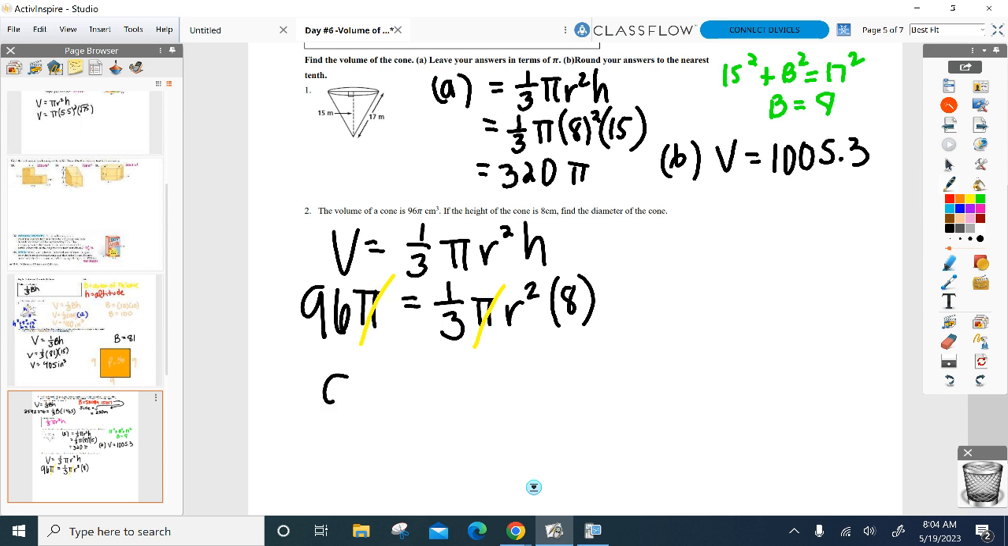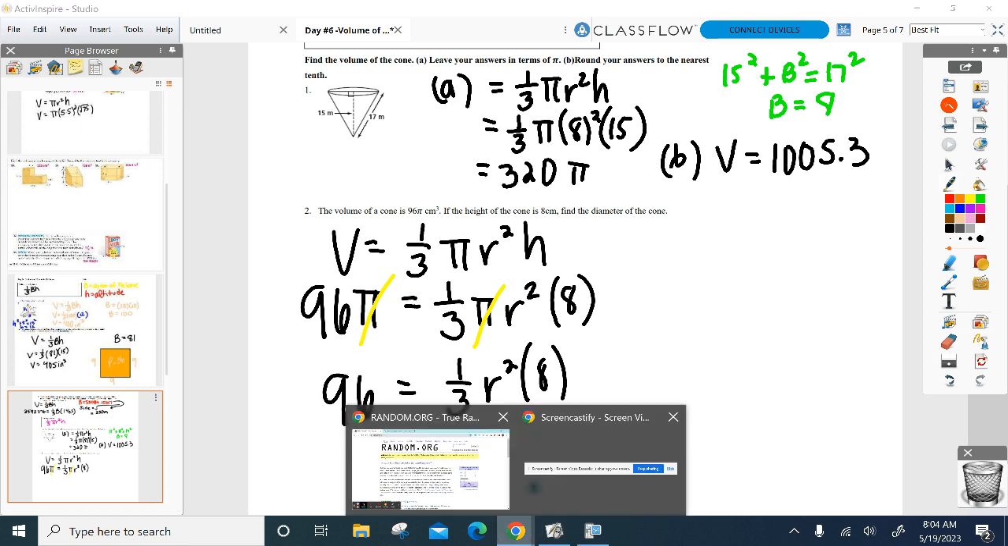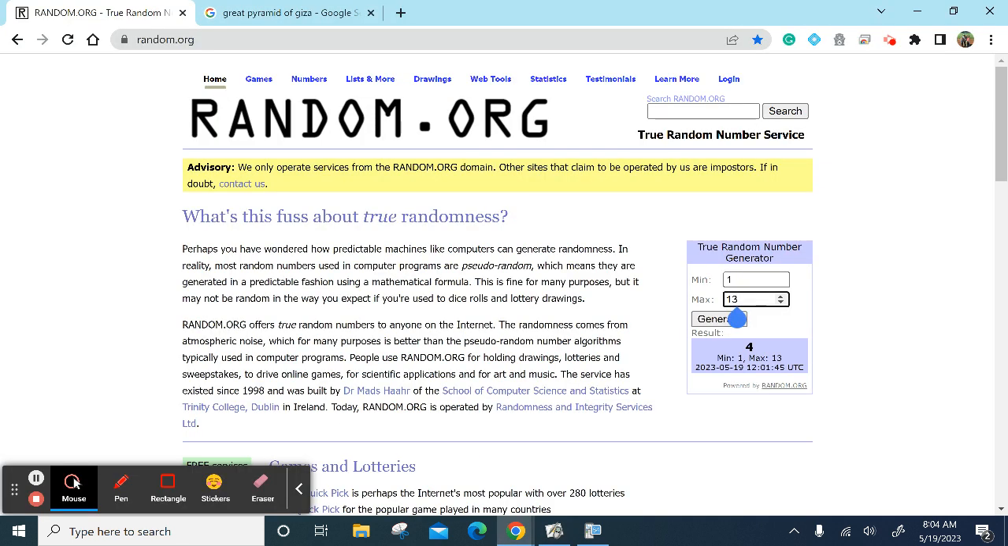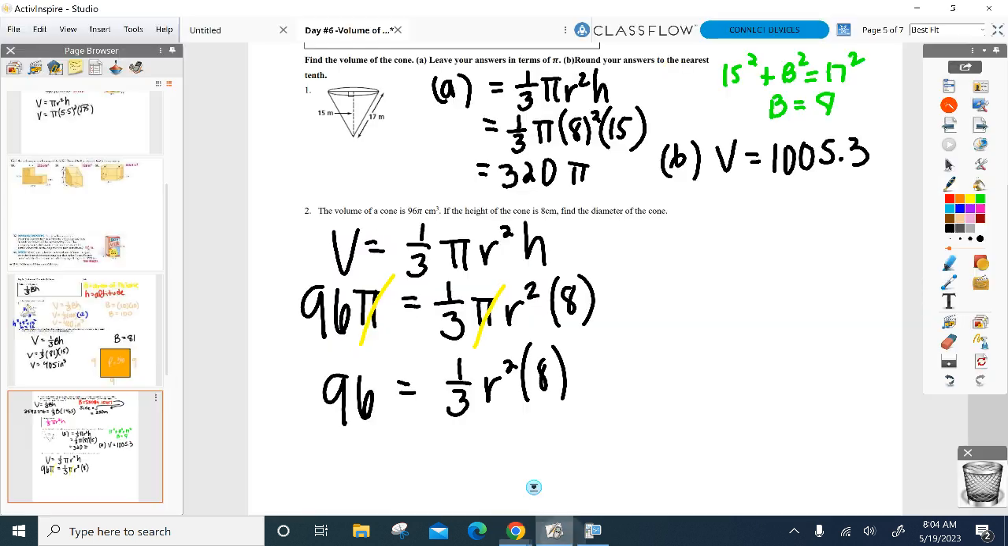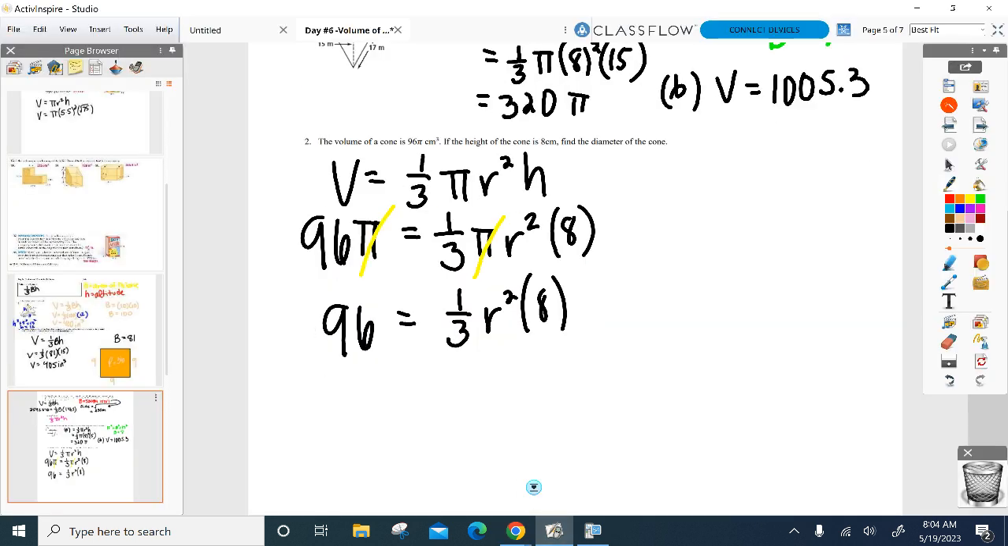So 96 equals 1/3 r squared 8. All right, what's your next move? Because there's a bunch of moves here you can make. Your call. Multiply each side by 3. I'm fine with that. Let's get rid of the 1/3. Multiply both sides by 3.